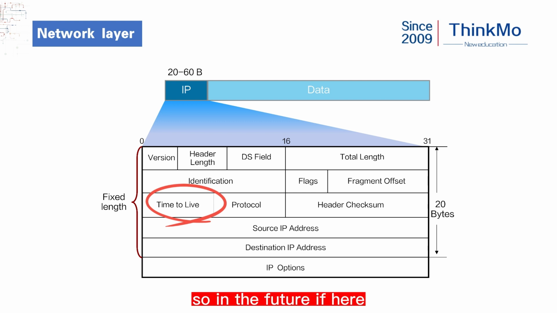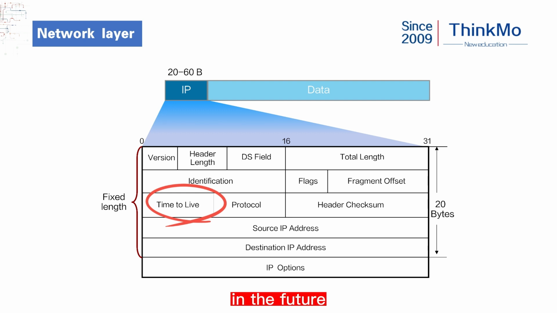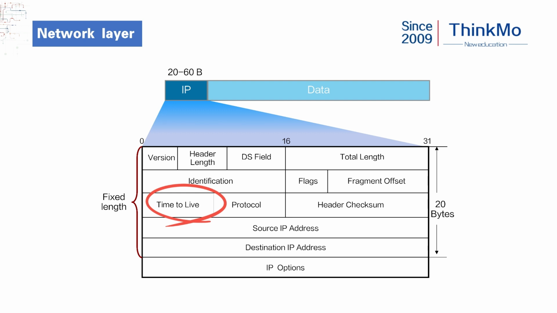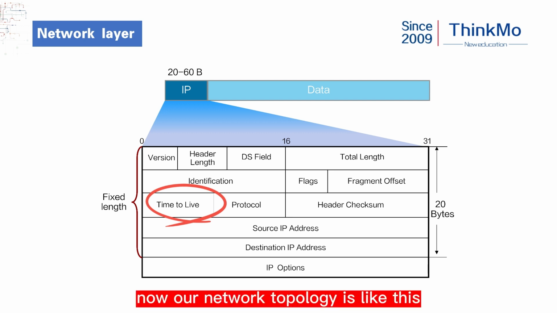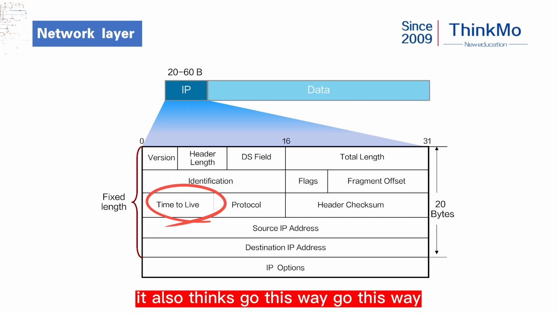So in the future, for example, I am 255. Every time I pass through a 3-layer device, I would decrement this value by 1. For example, now our network topology is like this. Engineers may have planned it wrong. Then I generate a piece of data. I think go right, and it also thinks go this way.